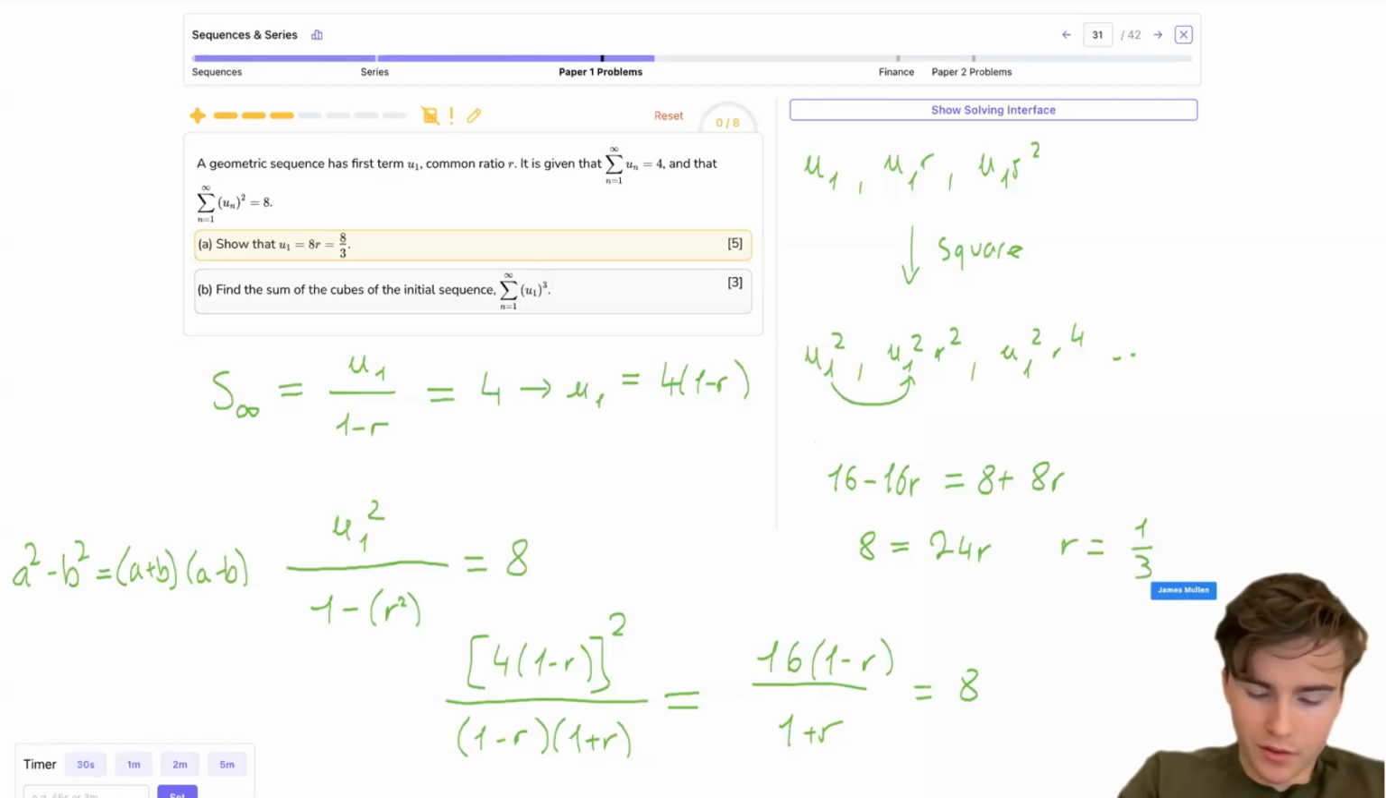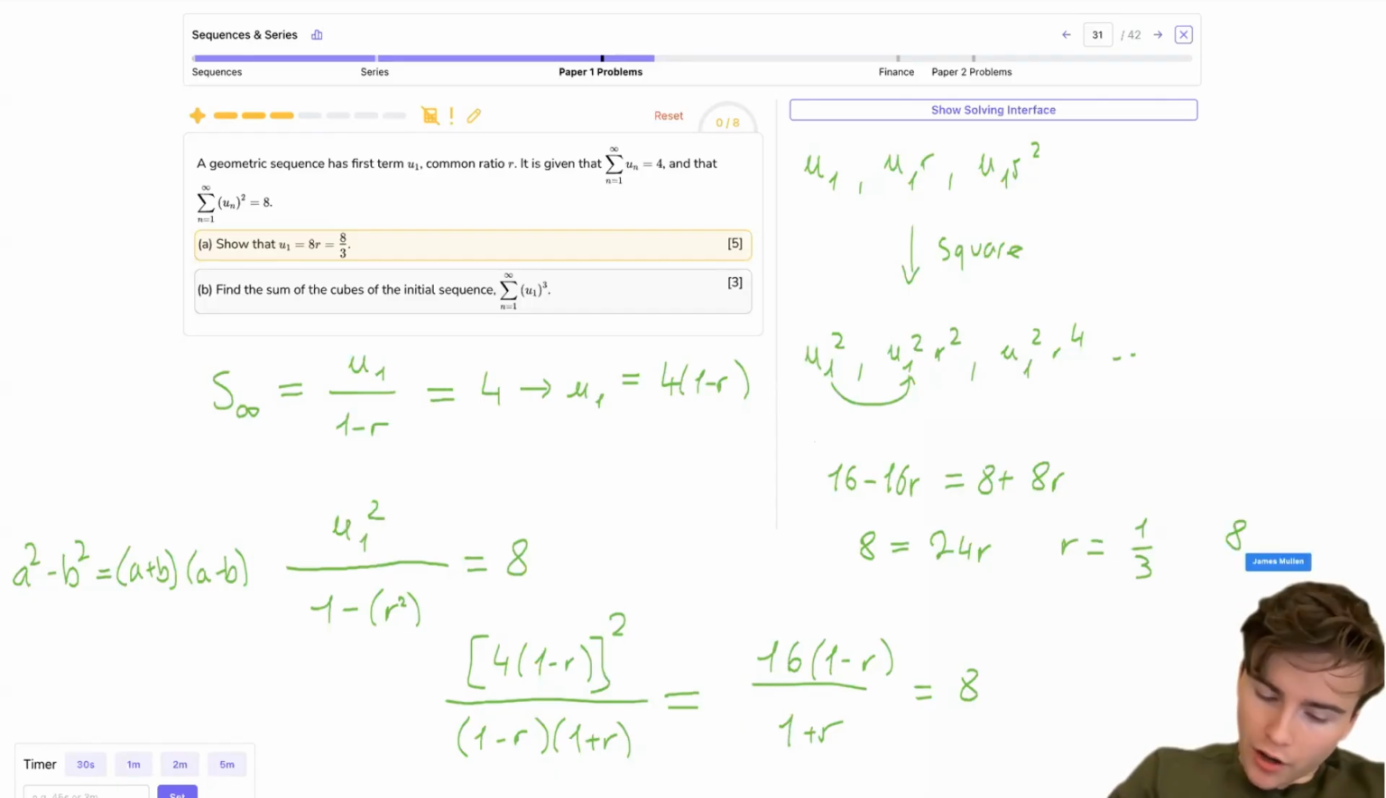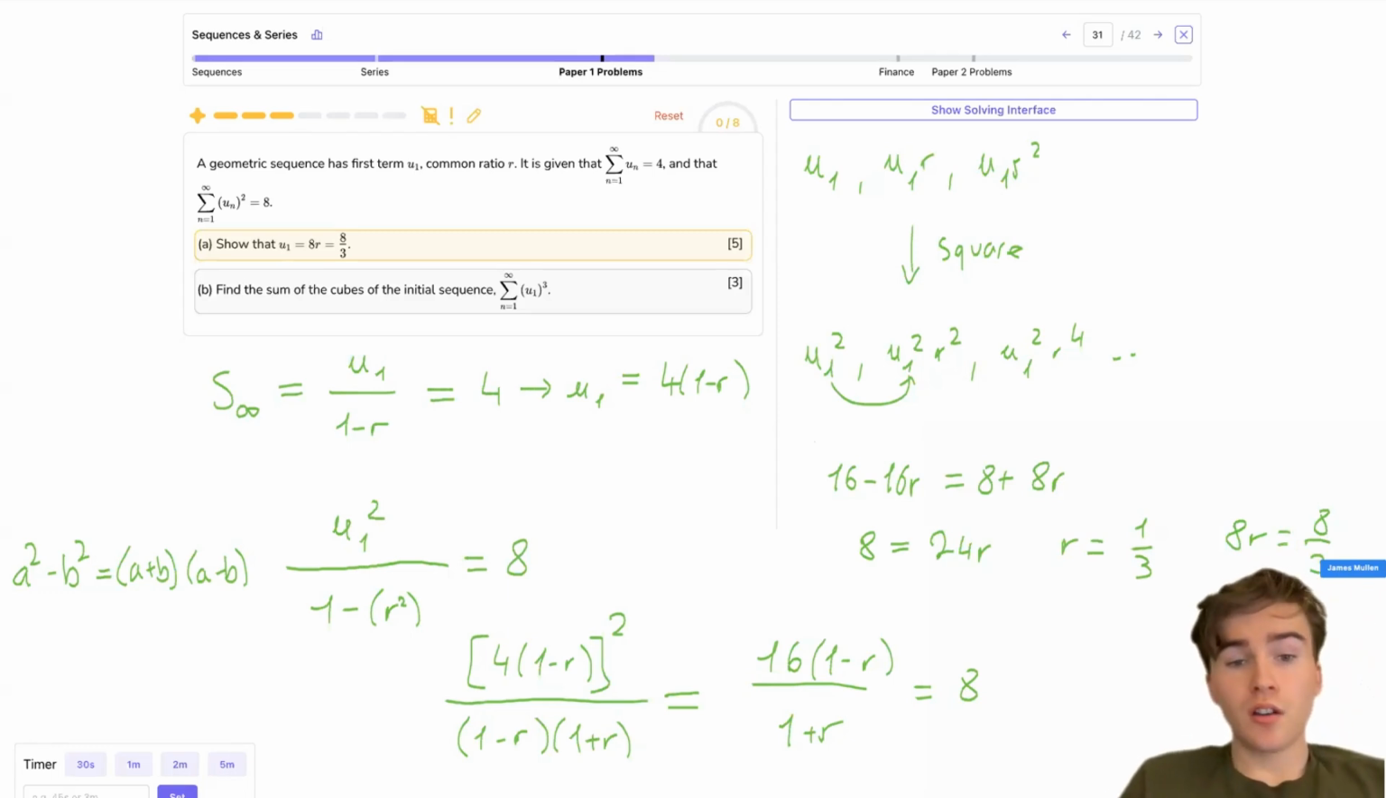1 over 3, okay? And the question is asking us to show that u1 is equal to 8r is equal to 8 over 3. So we already know that 8r, based on this, is equal to 8 over 3. So that's 1/2 of what we want to show demonstrated. The only thing that's left to do is to solve for u1. We want to show that u1 is the same as 8 over 3.